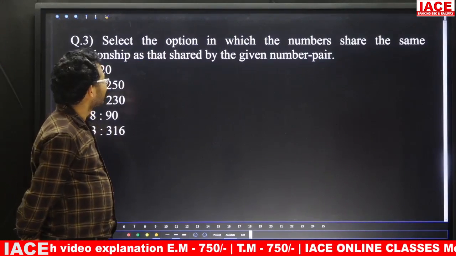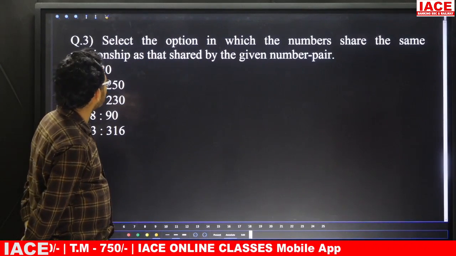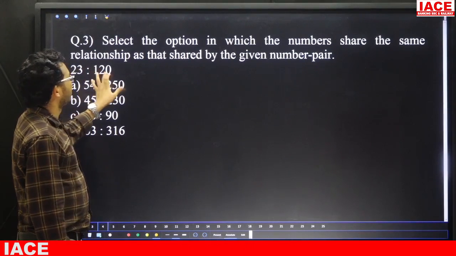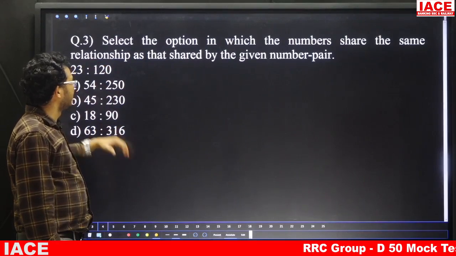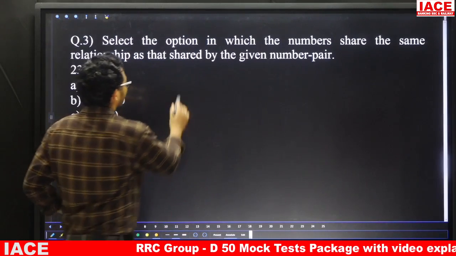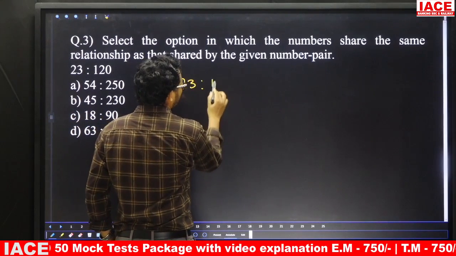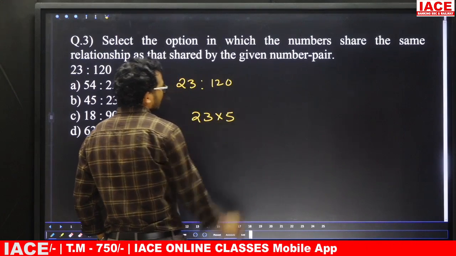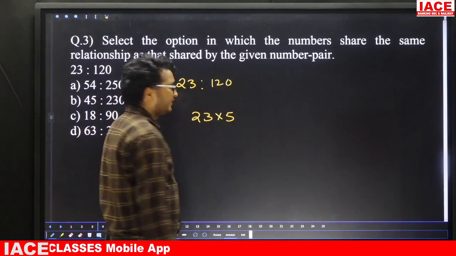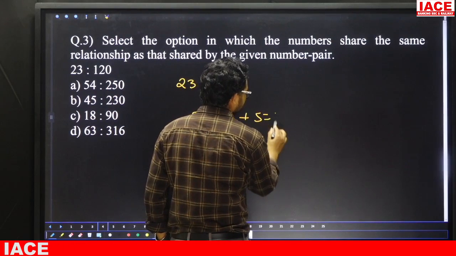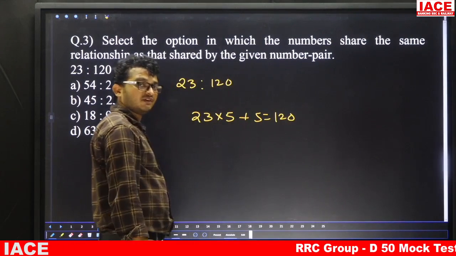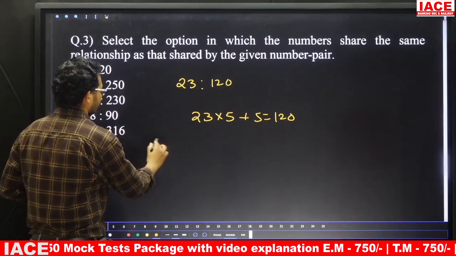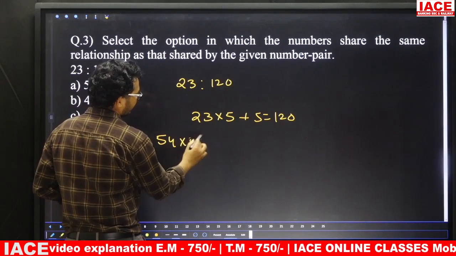Question number 3. Select the option in which the numbers share the same relationship as that shared by the given number pair. This number pair has one logic. So which of the following has the same logic as the given one? Now, 23 is related to 120. Suppose, friends, 23 into 5. 23 into 5 is what? 115, plus 5 is what? 120. That means your logic is into 5 plus 5. So which of the following has the into 5 plus 5 logic? Suppose, friends, take 54 into 5 plus 5.